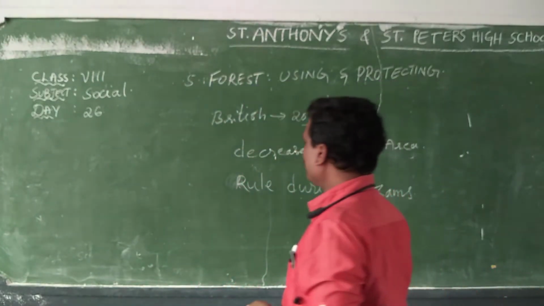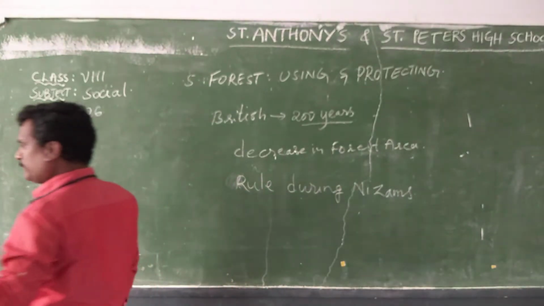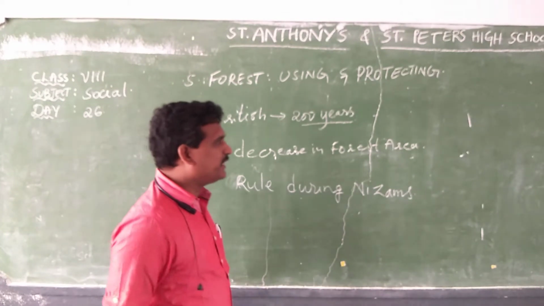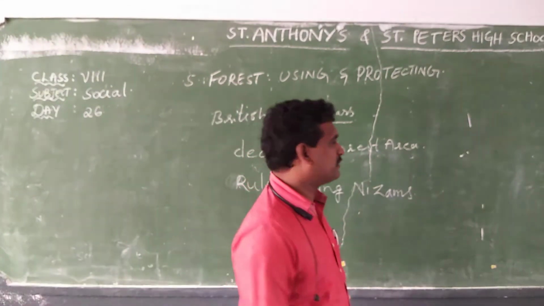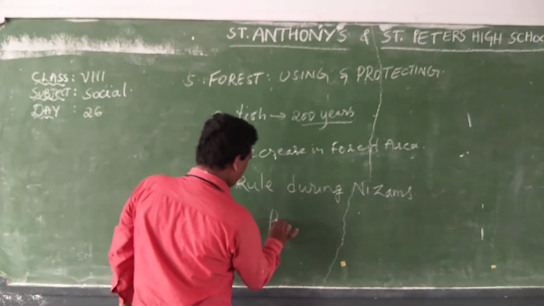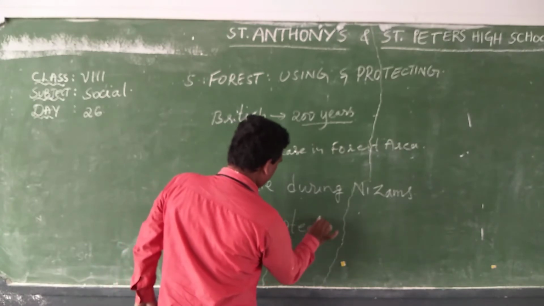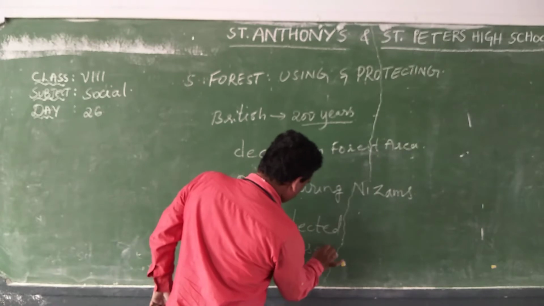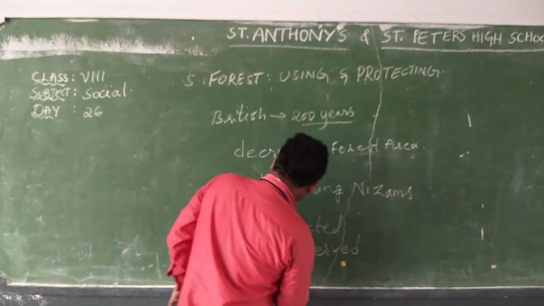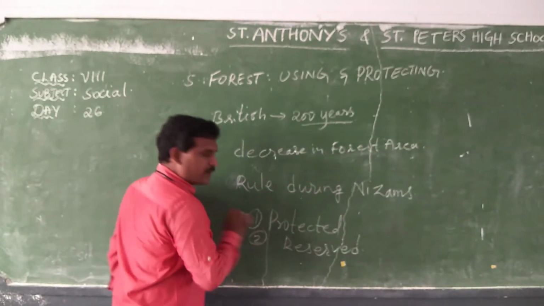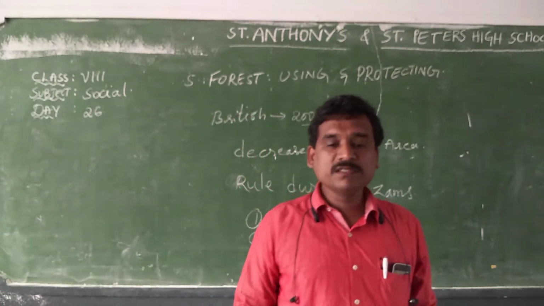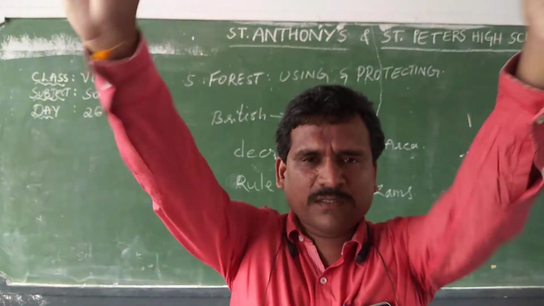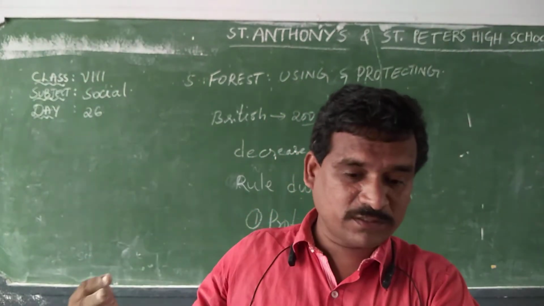Then the government changed the system. They passed new laws. They divided the forest into two kinds, that is protected forest and reserved forest. These are the two kinds of forests they categorized.